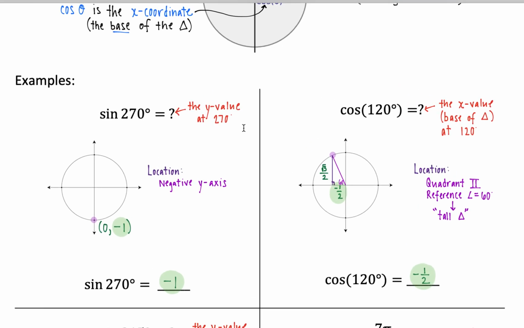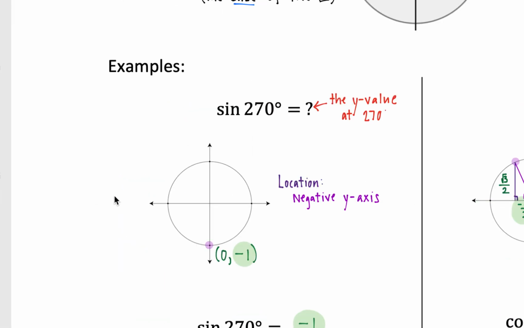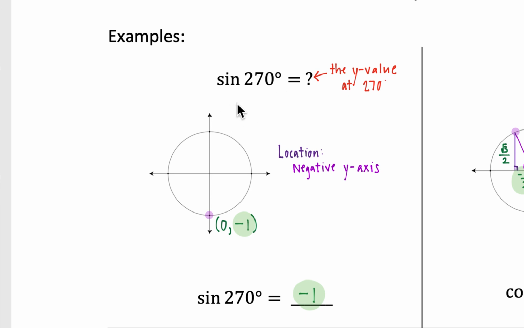So I'm going to zoom in a little bit here, and let's take a look at sine of 270 degrees. Really all this problem is asking me is, what is the y value at 270? The first thing I should do is figure out where 270 is located. The work we did of labeling angles on the unit circle should help with that. 270 is 90 degrees past 180, so that puts us on the negative y-axis. Now that we know where we are, we can think about what the coordinate would look like there.